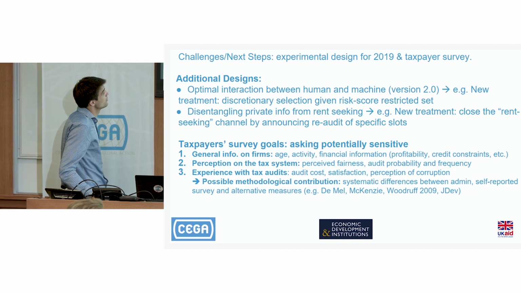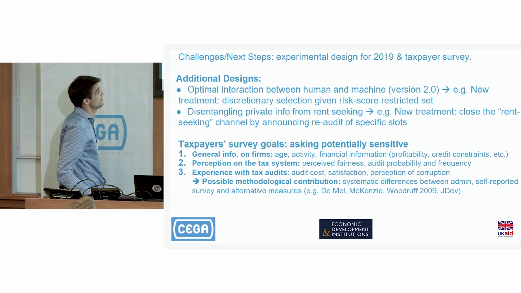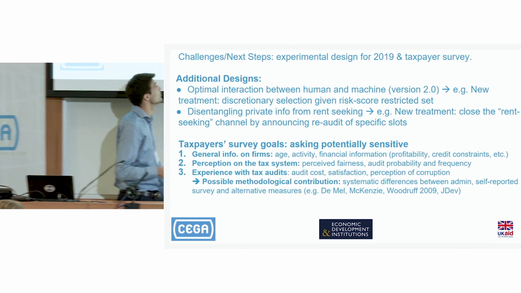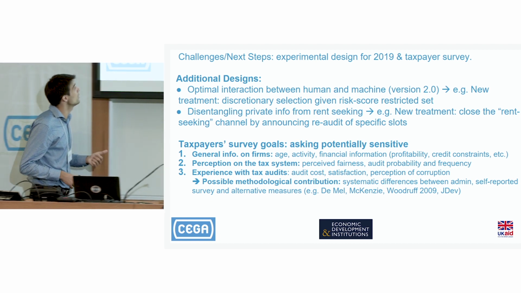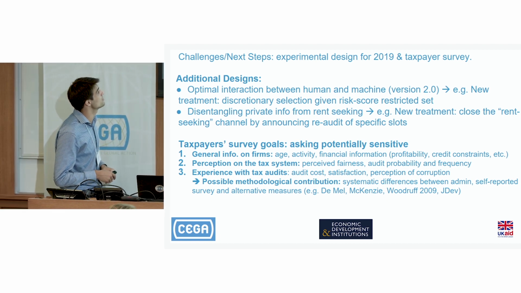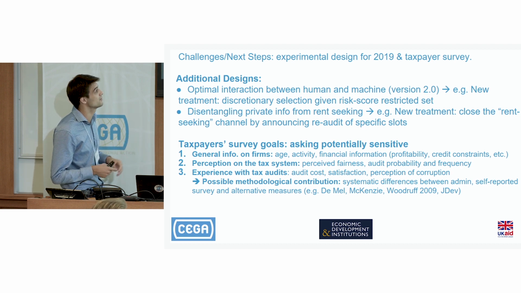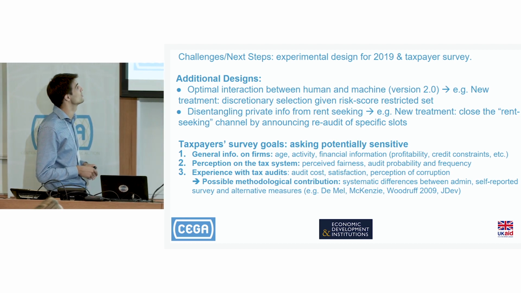One is to get some general information on the firms that we might not have in the tax data, such as age, some more detailed information on activity, and maybe financial information, for example, credit constraints. The second one is to get a sense of the perception from these firms of the tax system, both fairness, what they perceive as the audit probability, the frequency, and so on.